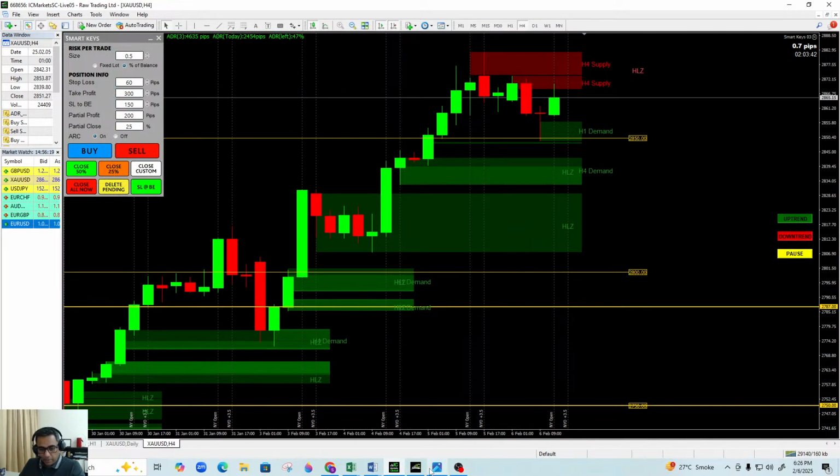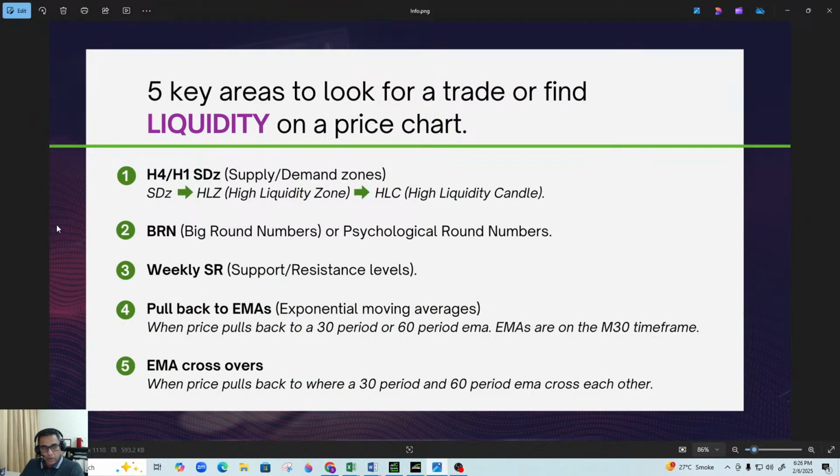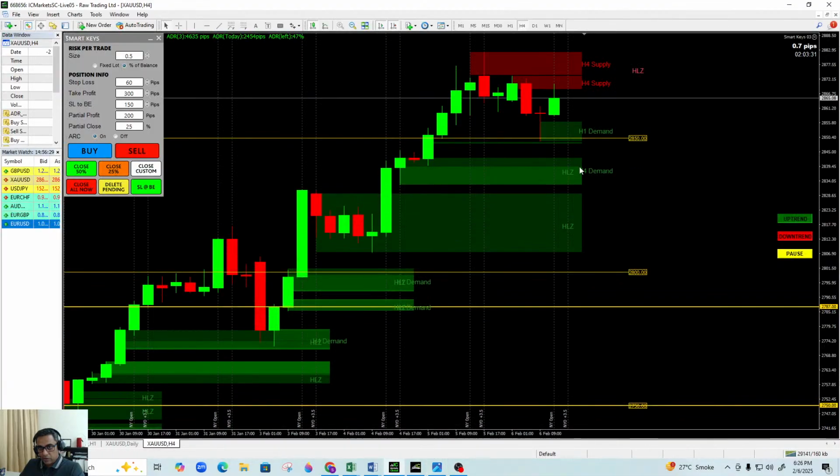Okay. Next step. We're going to go through this process. I go through this process every day. So we've done the supply demand zones. Now we're going to identify high liquidity zones, right? So basically, a high liquidity zone is a zone that has taken out an opposing zone, right? So let's start with supply.